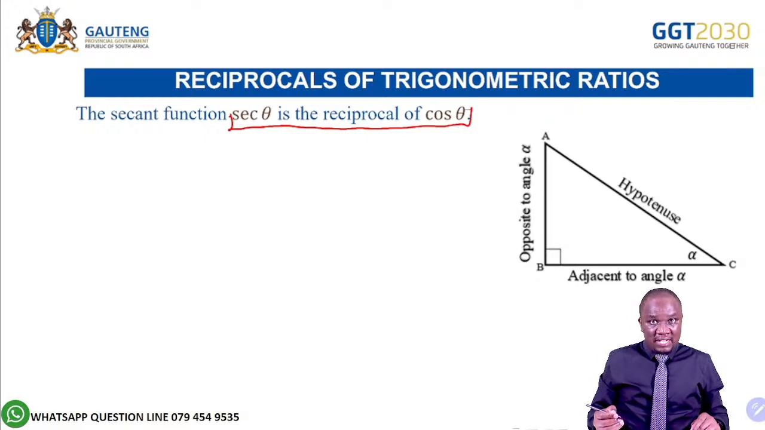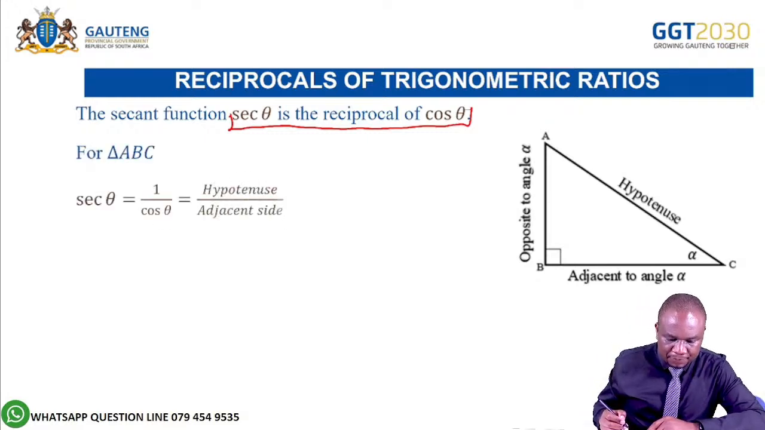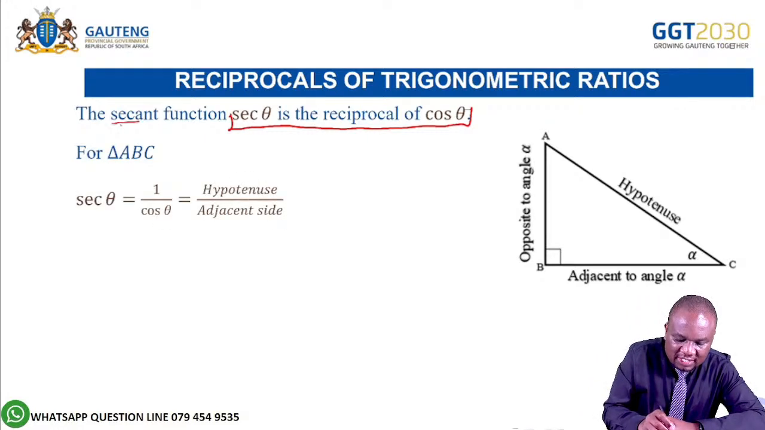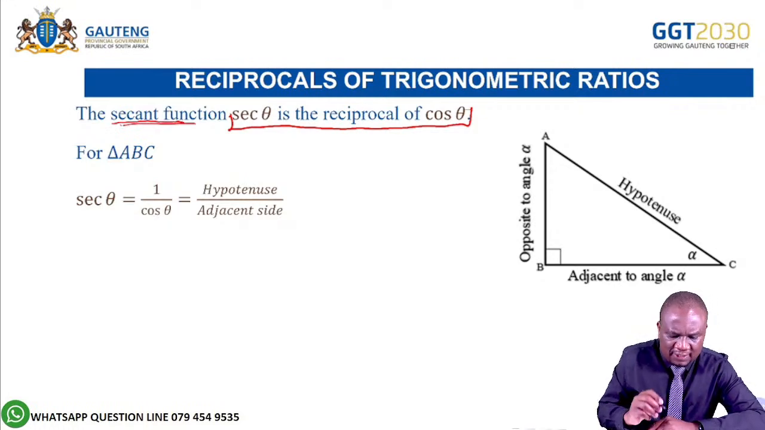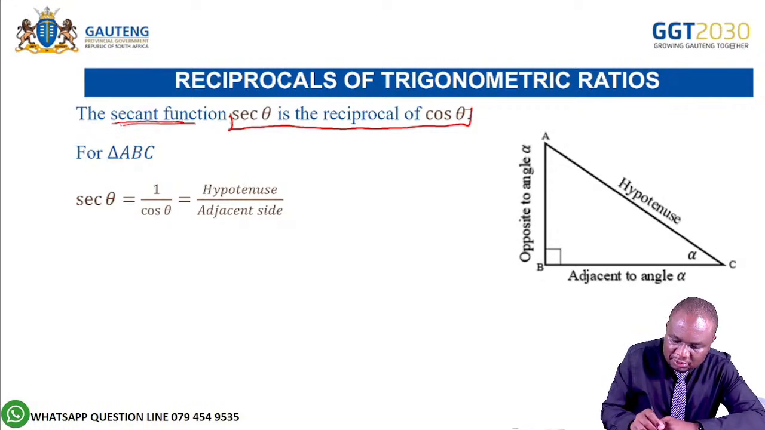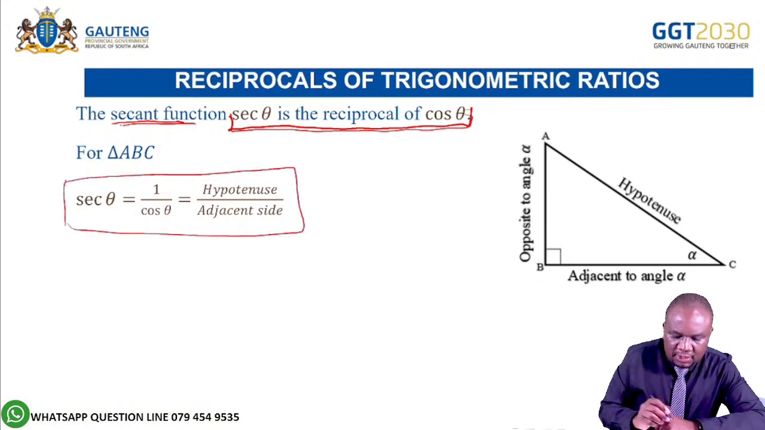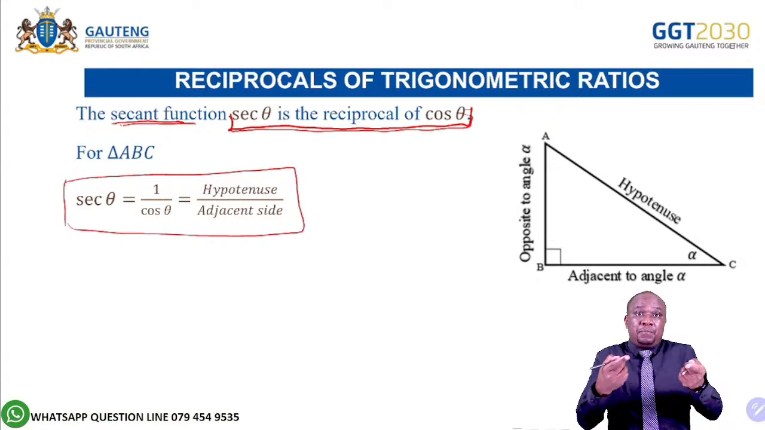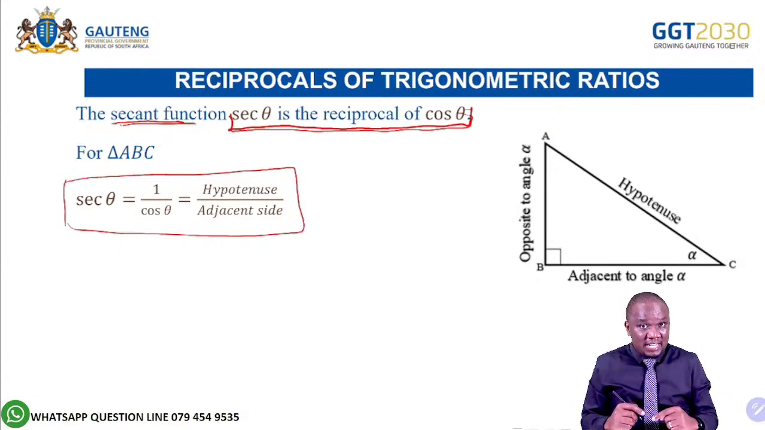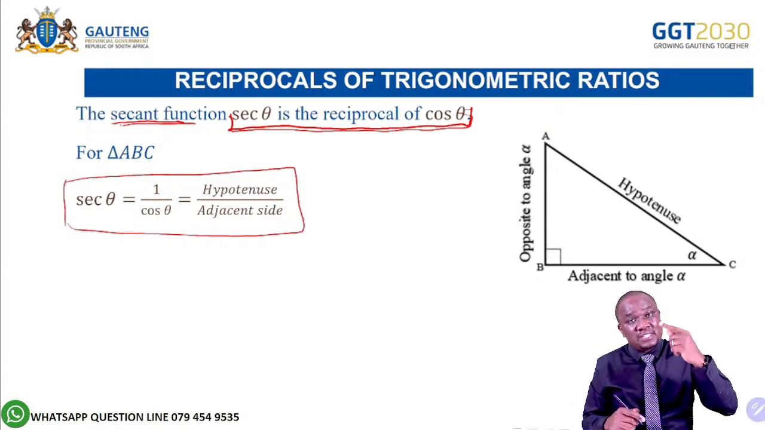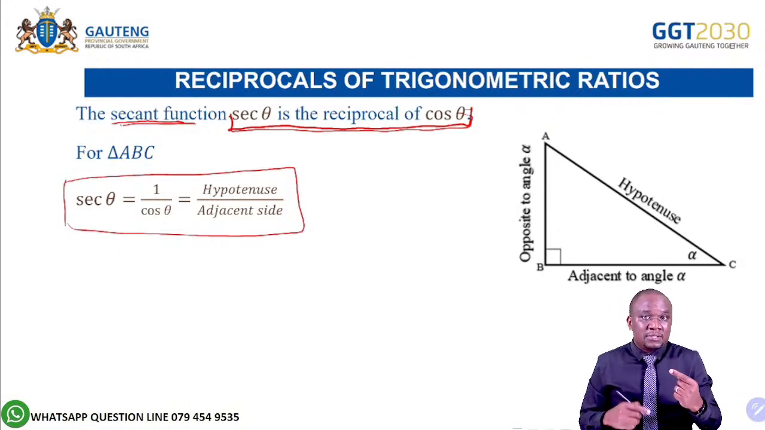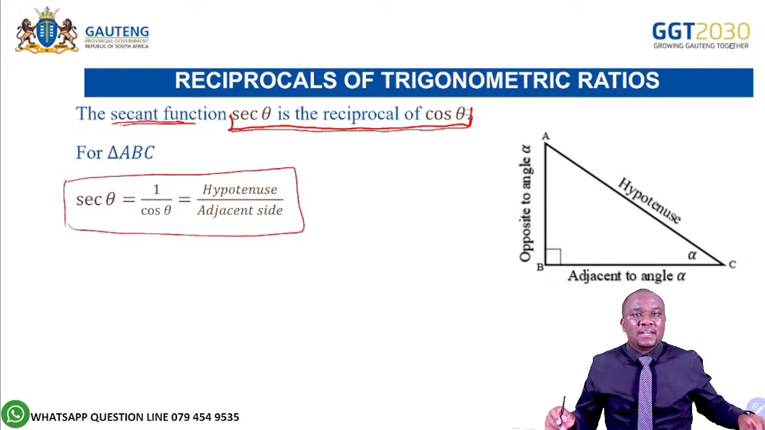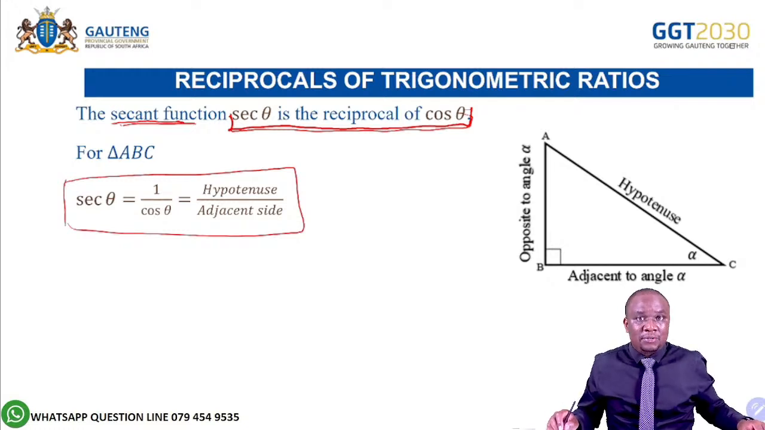And then how do we write it? We say sec theta is just the secant function. I want you to write this part here, and then this part there. So sec theta is hypotenuse over adjacent side. Remember, cos theta is adjacent side over hypotenuse. So sec theta is the reciprocal, which is hypotenuse over adjacent side. Let's write our notes for 1 minute.